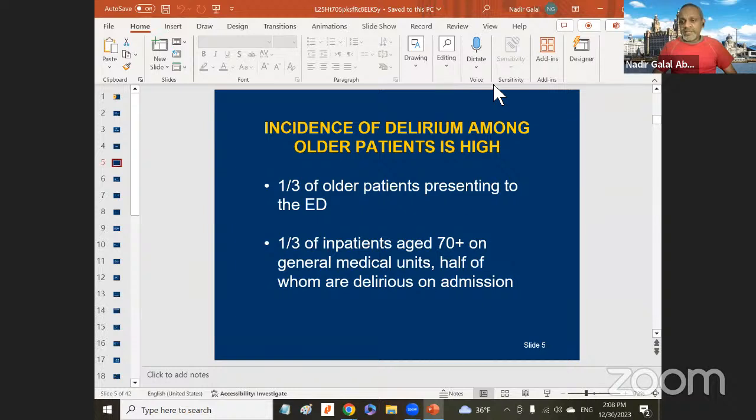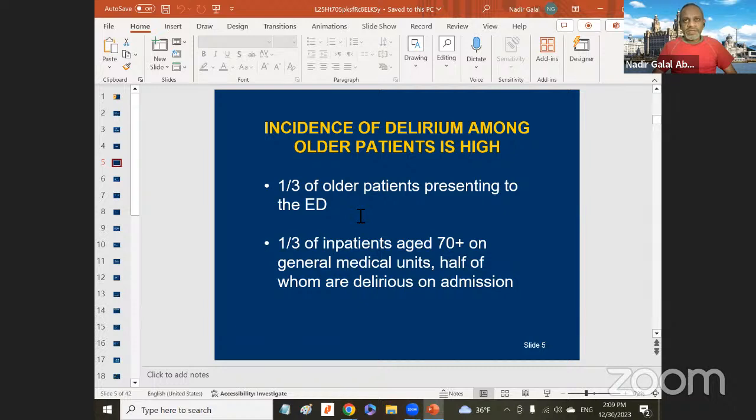So when we look at it, there are differences in the incidence, or how frequent. But as we get older, the older patient may present with this more. So 1 in 3 older patients presenting to the emergency room may have a component of delirium. And as I said, at the hospital after surgery, there are a lot of older patients who present with delirium as well. And 1/3 of inpatients age 70 or more in a general medical unit may have delirium.